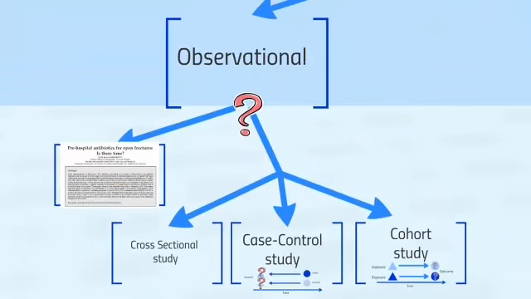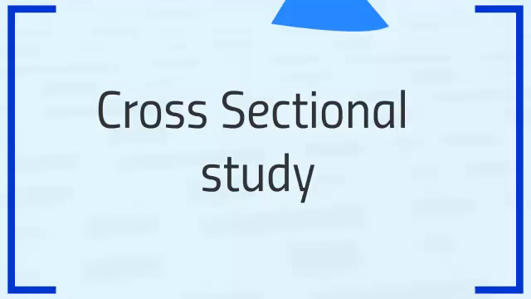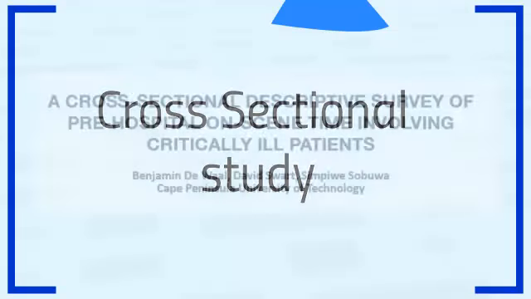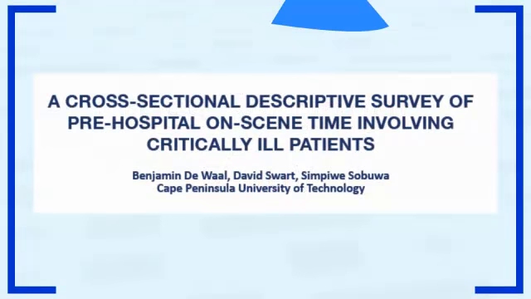Now a cross-sectional study comparing groups, and this is where the grayness comes in, because even in a descriptive study you can compare groups. You just need to stratify by group, by some important covariate or factor. So in cross-sectional studies you're also just able to do that. And here's a good study by Simpiwe, Swart and Deval, and they did a cross-sectional descriptive survey of pre-hospital on-scene time involving critically ill patients.